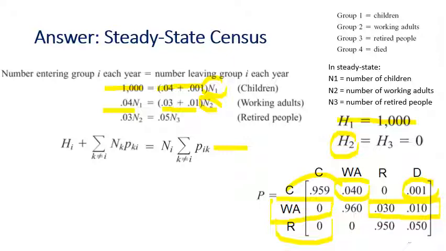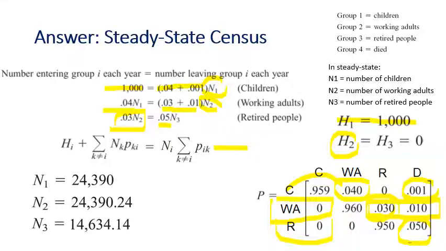For retired people, the entrance to this group comes from working adults. So working adults enter the retired group. As many as 0.03 of the working adults must equal those who leave the retired group because they die, 0.05. And then we solve these three equations, and we will get the solution of the numbers of N1, N2, and N3. So this is the steady state census for this problem.